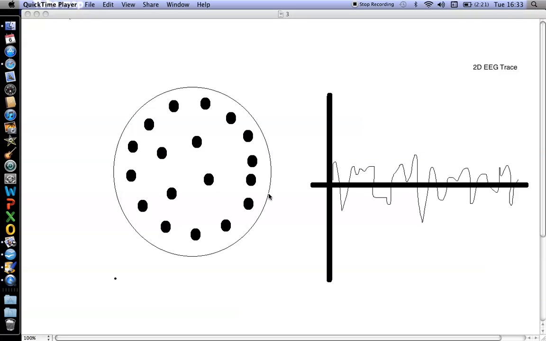This represents the brain here, and these are all scalp electrodes, which may be placed in this sort of arrangement. This is an example 2D EEG trace of delta waves, the waves that people show when they're asleep.